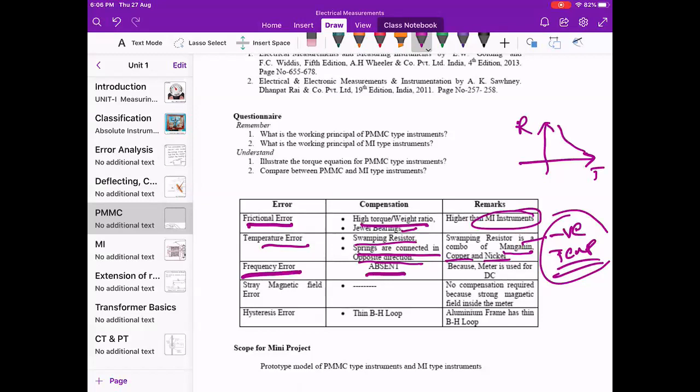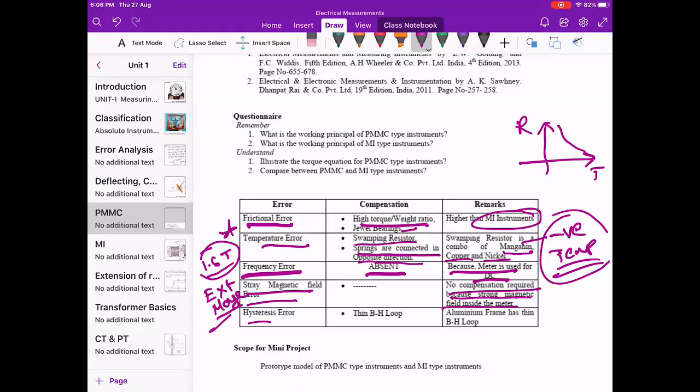It is absent because the meter is used for only DC. Obviously, there is no AC contact. Stray magnetic field means external magnetic field. External magnetic field cannot affect because these are permanent magnets. Permanent magnets are already at a peak strength of 1.6 Tesla. That's why other magnetic fields can't affect. No compensation is required because of the stronger magnetic field inside the meter.